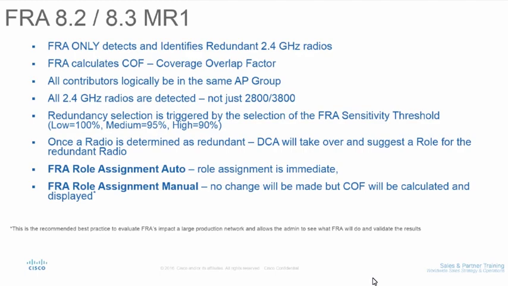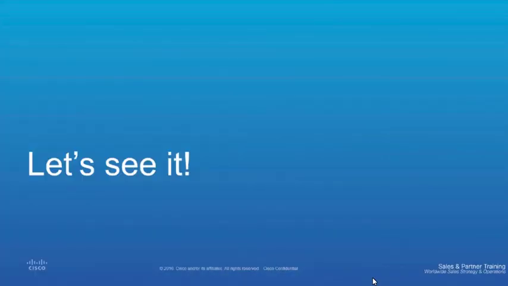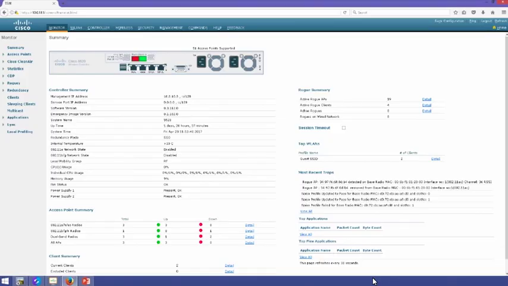So let's go ahead and jump right into what this looks like and how to configure this. So I have a controller here. And I want to make a point before we begin. On my controller, I'm running the current CCO build of 8.3 MR1. So you may or may not see some things on your controller code that you see in mine here today.